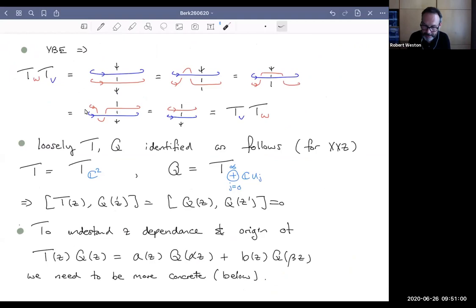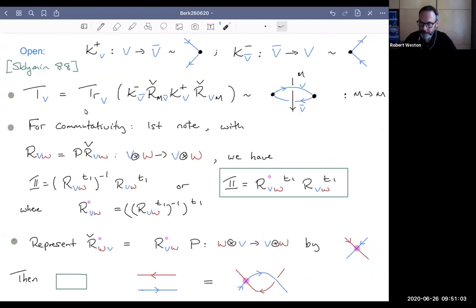Okay, so that's closed chains. What about open chains? Again, it's linear algebra. What you introduce is another linear operator, and this linear operator maps from V to another vector space, V bar. Often you can identify these, but not always. So this is a map from one vector space to another, and you represent it as this object here. And then there's another one, which I've called K plus, and K minus maps the other way around, and that's represented in this way.